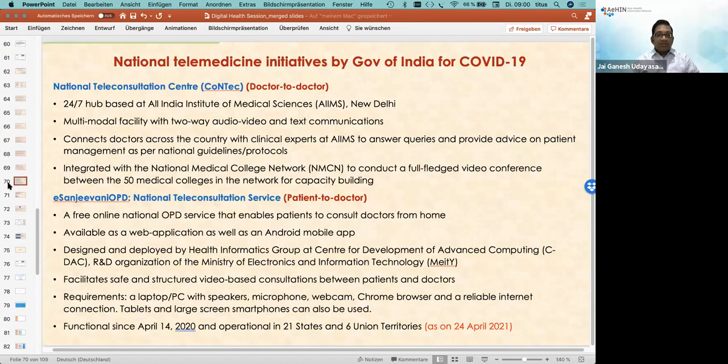I just wanted to highlight a couple of national initiatives. These are of national scale. One is the stay-at-home OPD service, which is available pan-India. It's promoted by the government. It is available free of charge, and people can register for it and seek a secure video consultation with doctors. The doctors are from the respective states, and it's absolutely free of charge. Next slide, please.